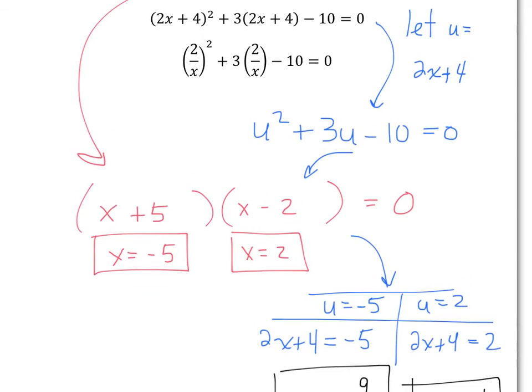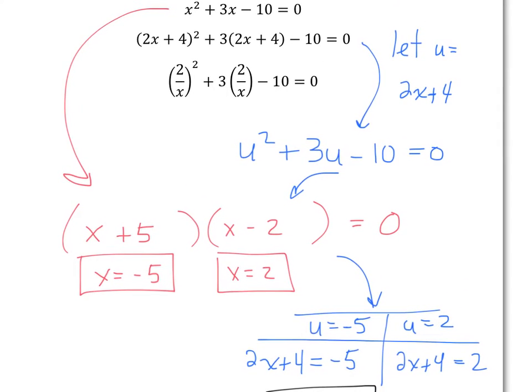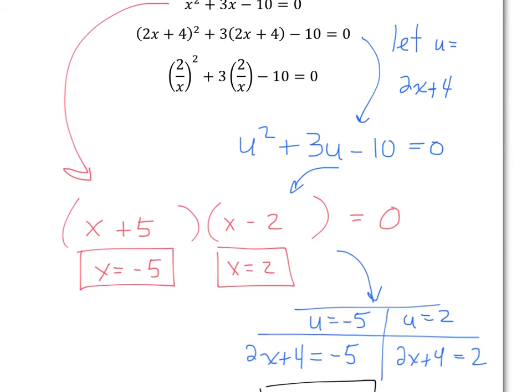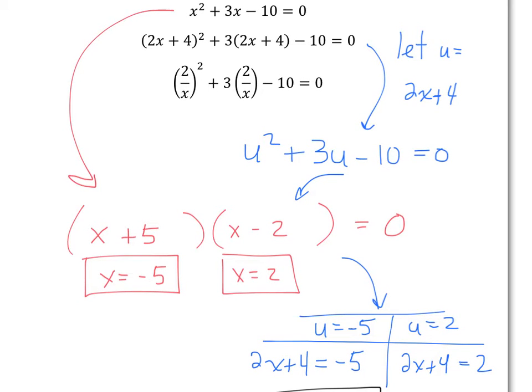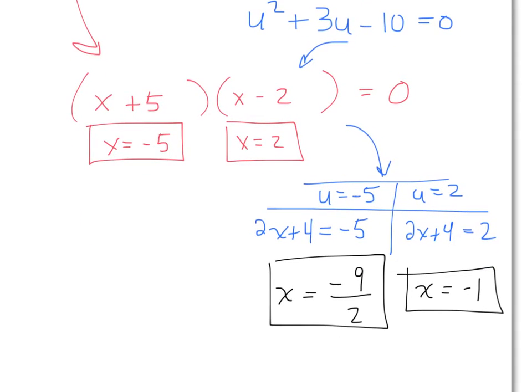So the third one I'm not going to do, but what would the only difference be in the third one? In the third equation now. Instead of using 2x plus 4 equal to u, what am I going to do? 2/x. Let 2 over x equal u. Again, 2 over x and 2 over x are there, so let u equal 2 over x. And then as a result, this would say 2 over x equals -5. 2 over x equals 2. So I don't have to do any of that work. I can jump straight to the answer.